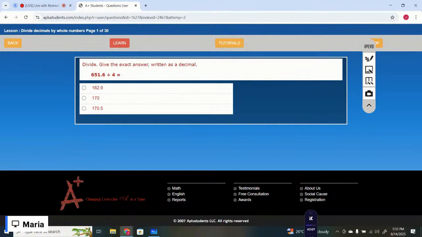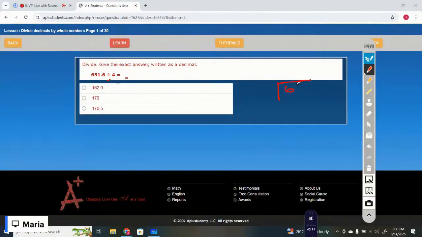651.6 over 4. 651.6 divided by 4. 4 times 1 is 4. 6 minus 4 is 2. Bring 5 down. 4 times 6 is 24. You need to bring 1 down.